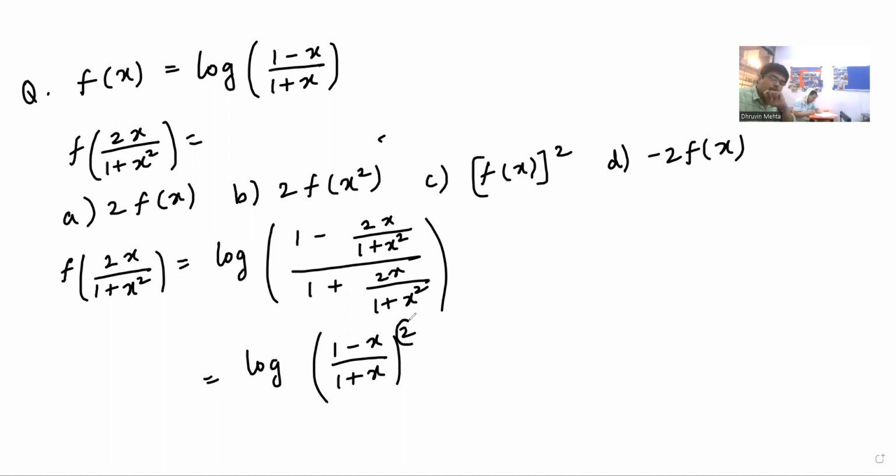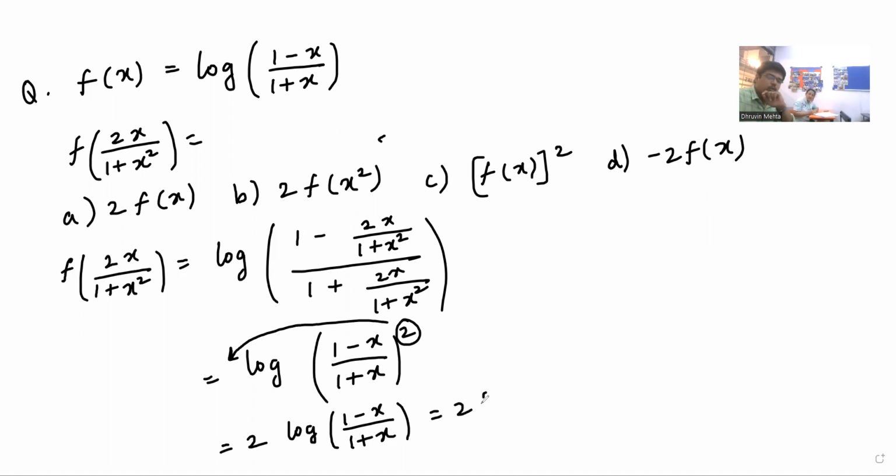Now do you know this rule of log that this 2 will come down and be multiplied? So the answer is 2 times f of x. Done. Yes, 2 f of x. There is no shortcut for this, what could be shorter than this? चलो नेक्स्ट लेते हैं.